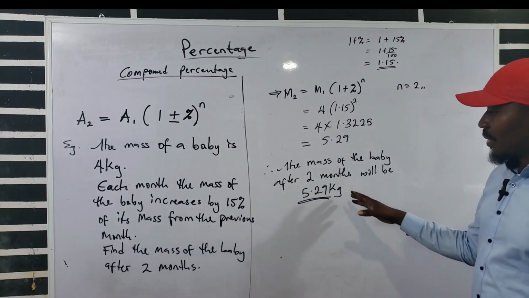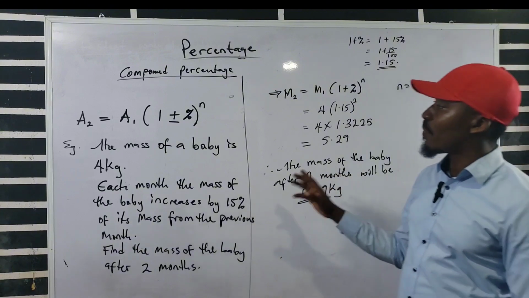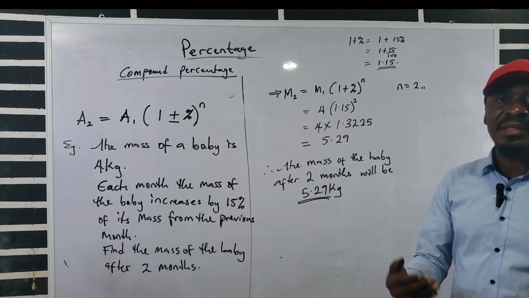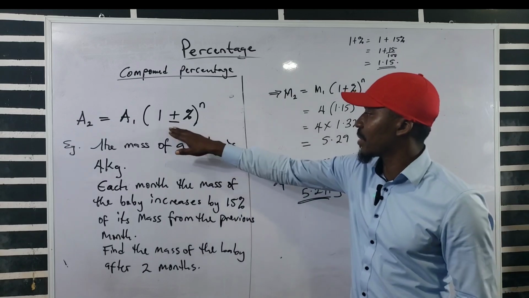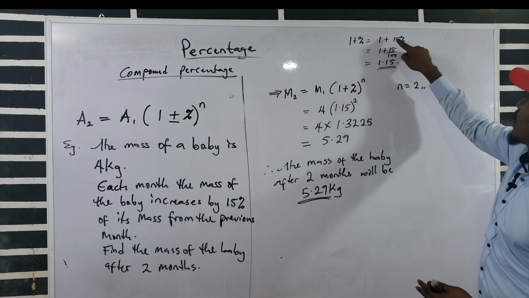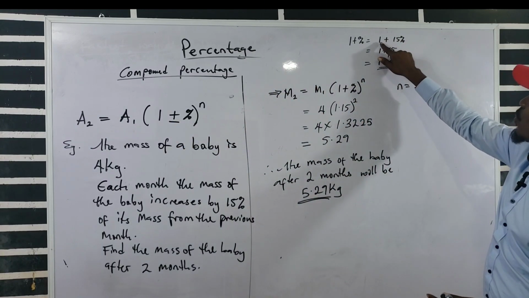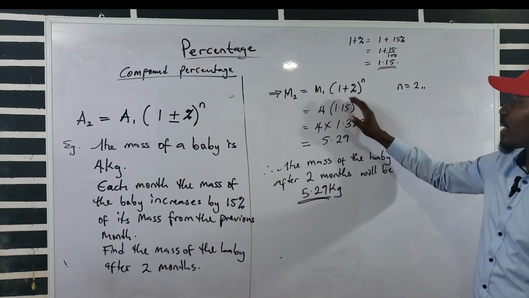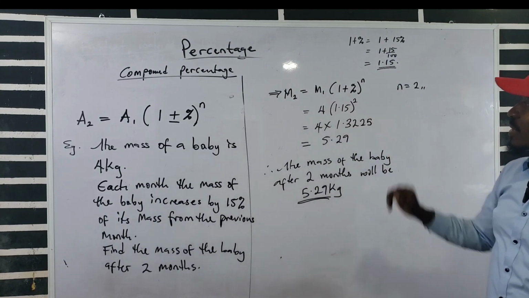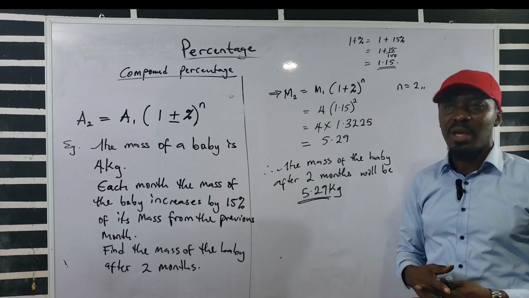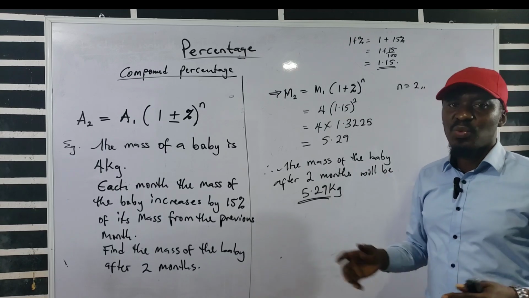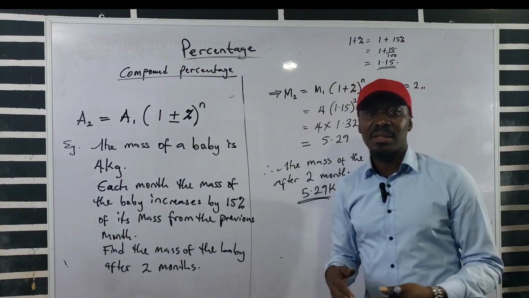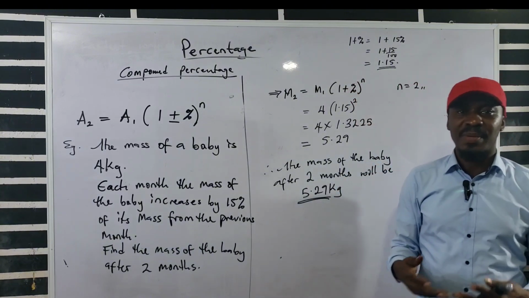That is how we solve that problem. So we call it compound percentage. Please remember that this can also be percentage decrease. If it's percentage decrease, instead of doing 1 plus 15%, we are going to do 1 minus 15%. So whatever you have here, we'll put it inside this bracket and take our power, then multiply by the original value. Okay, so this is where we are going to end our class today on reverse percentage and compound percentage.